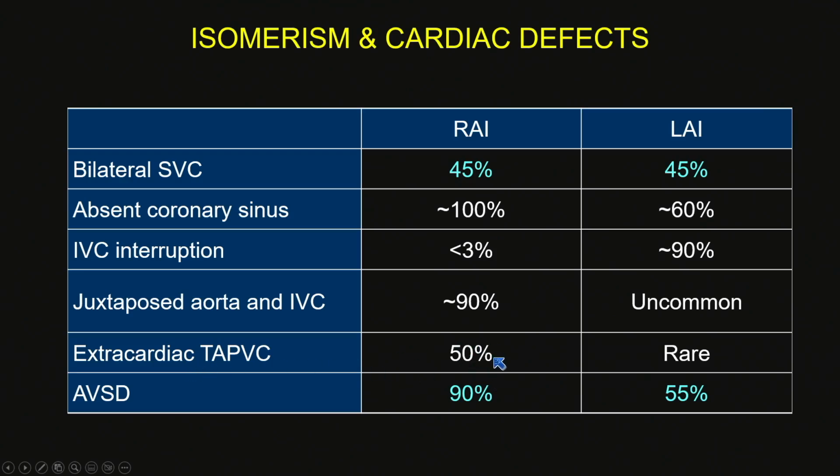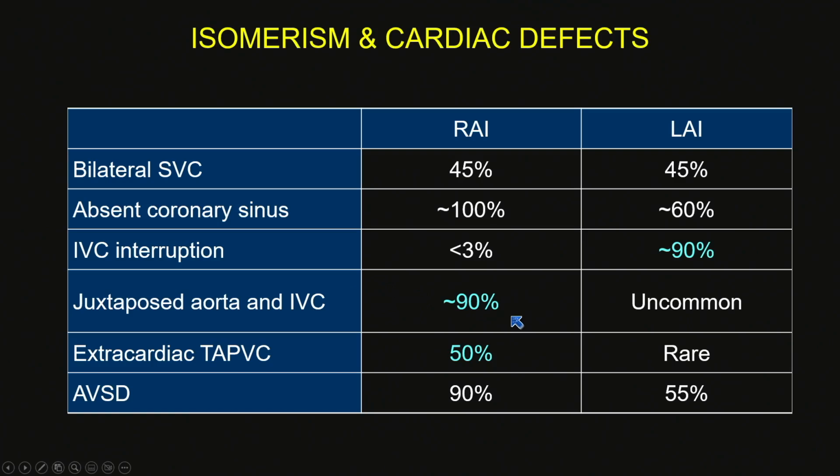Extracardiac TAPVC is very common with right isomerism, very rare with left. AVSDs are unfortunately common in both conditions, but the right isomerism is always unbalanced and significantly unbalanced, which complicates the repair of this condition after birth.